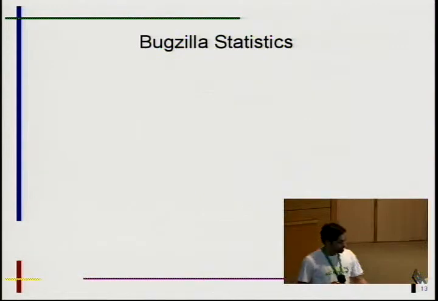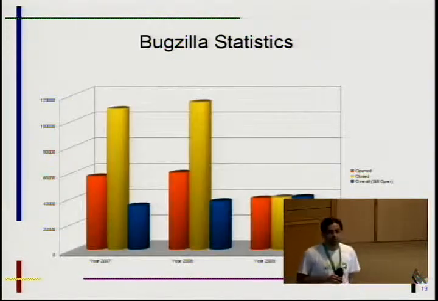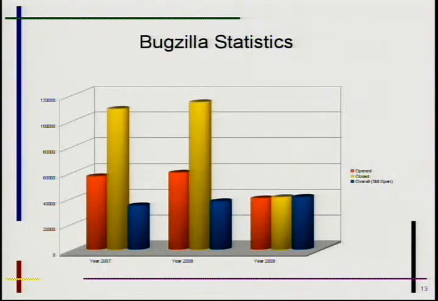Moving ahead, in this graph it has some statistics about the last 3 years of Bugzilla. The red one is the open bugs during a 1 year time frame. The yellow one is closed, and the blue one shows overall, which means the bugs that are still open. If you see, in the year 2007 and 2008, we closed almost double the bugs which were opened at that time, but we still have thousands of bugs open in Bugzilla.